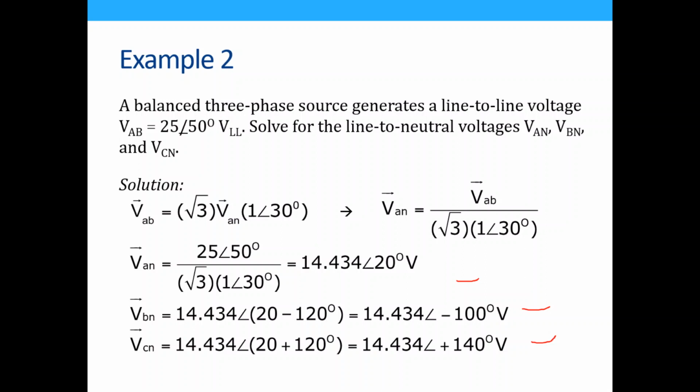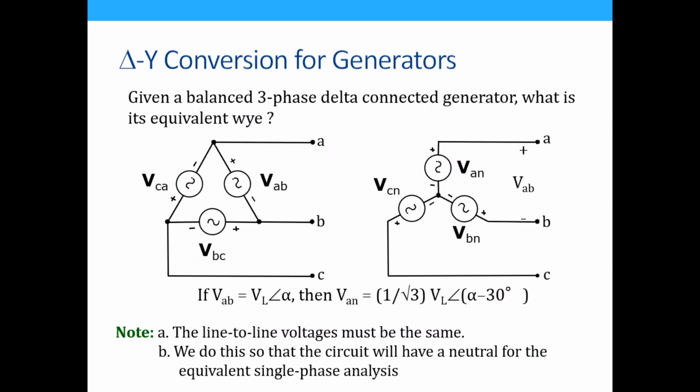Which leads us to the concept of what we call delta connected generators. So I've only shown you this connection for your balanced three-phase source, and this is just one model of it. This is your Y connection, WYE. It's equivalent to this connection right here. How do we know if it's equivalent again? Okay, so recall the condition for equivalence.